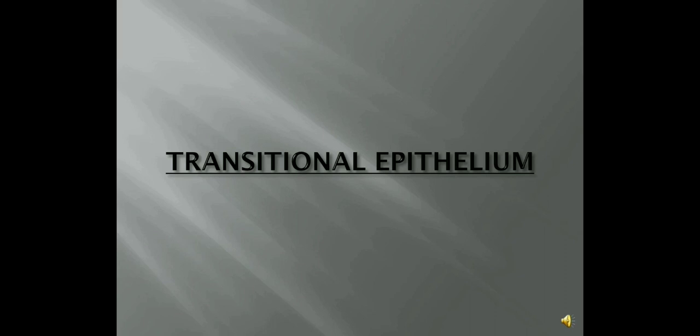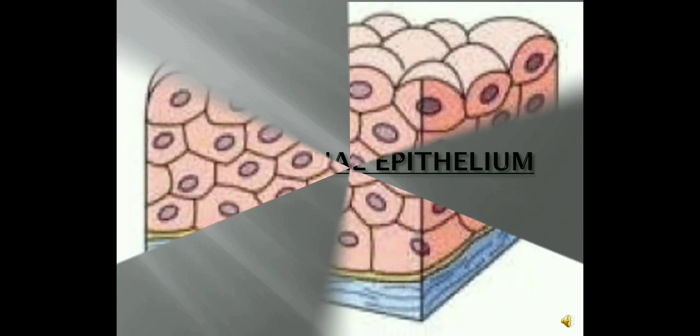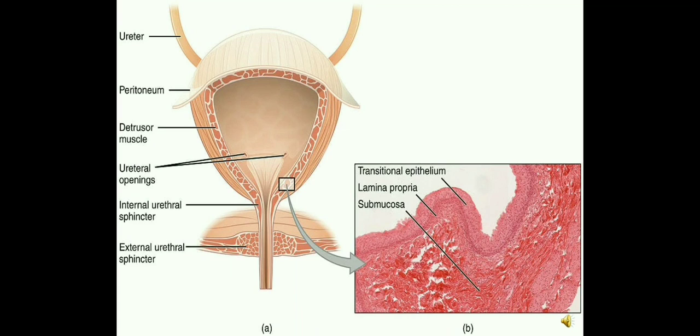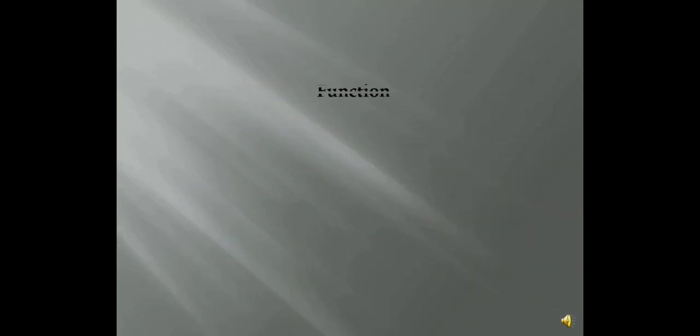Second is transitional epithelium. In this, you'll see the structure of transitional epithelium is the same as that of stratified epithelium. Here, the cells can undergo a change in their shape and structure depending on the degree of stretch. Only this is the difference between stratified and transitional epithelium. Now, an example is the urinary bladder because it can stretch. If we talk about function, it has only one function, and the function is distension of the organ.